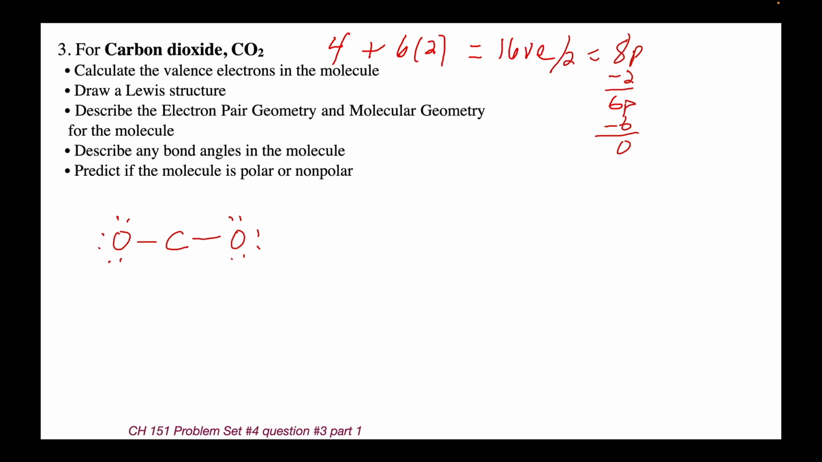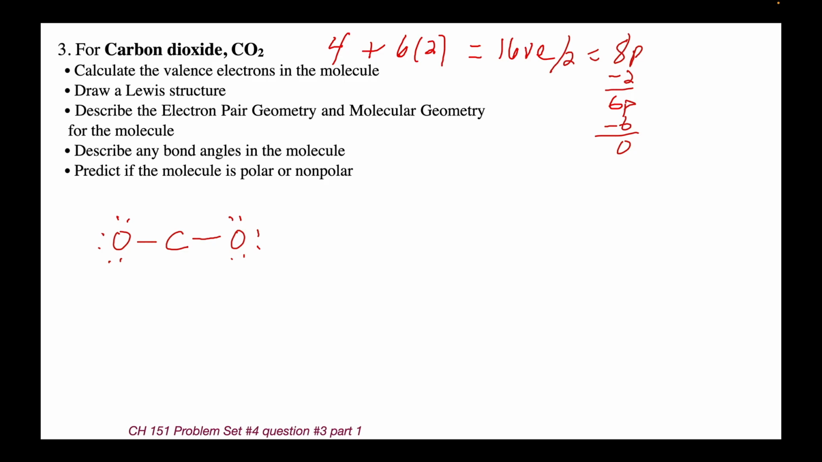Now the oxygens are fine. They have 3 lone pairs and a bonding pair. So 4 pairs total gives it an octet. But carbon only has 2 bonding pairs, and that's not going to make it happy at all.